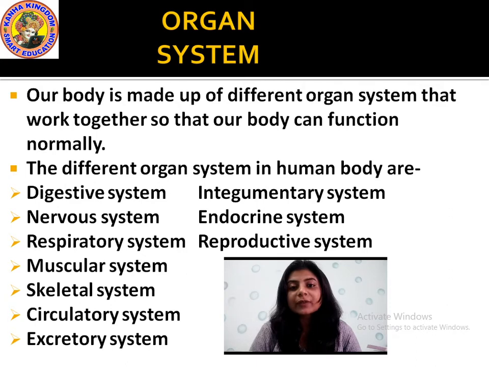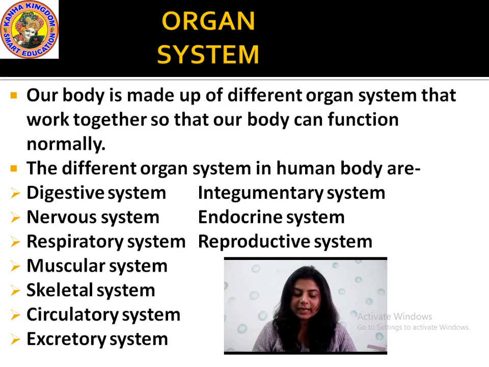How will our bones function? These all are controlled by the skeletal system. Then comes the circulatory system and the excretory system that we will study in this chapter. Then comes the integumentary system.